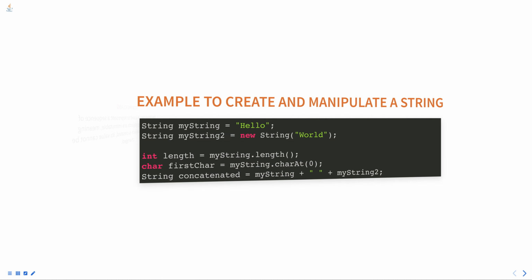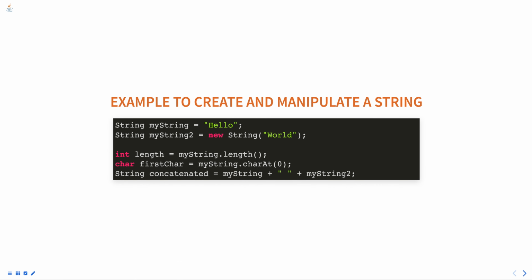Here is an example of how to create and manipulate a string object. In this example, the first line creates a string object with the value "hello" using the string literal notation. The second line creates a new string object with the value "world" using the String constructor.